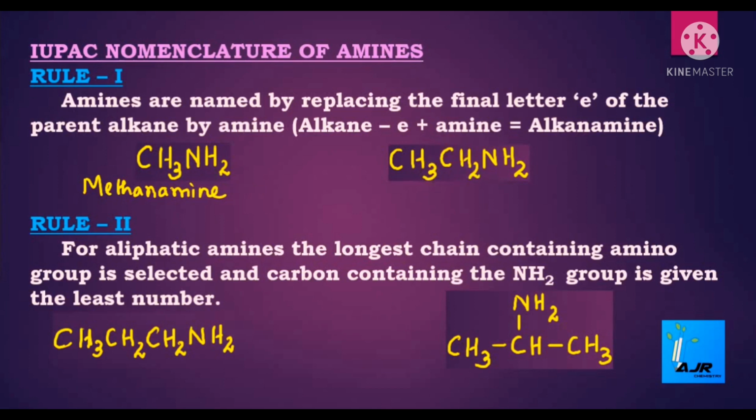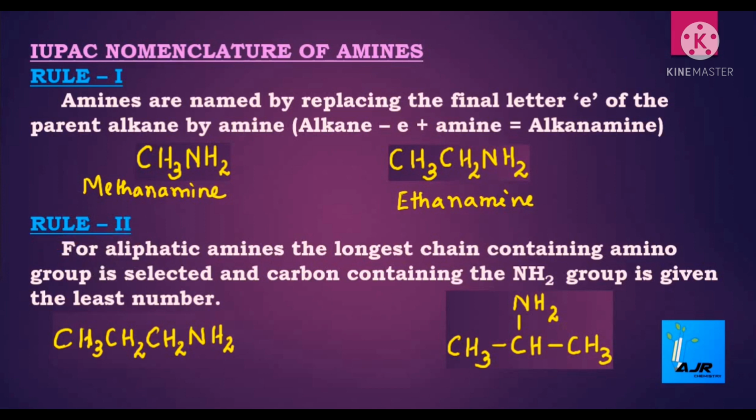What is this? Methyl, ethyl, two carbon atoms. So the name of this alkane is ethane, is it not? From ethane we should remove E and add amine. So ethanamine. Understood? So this is the name of the compound, right? Okay. Now check the second rule.